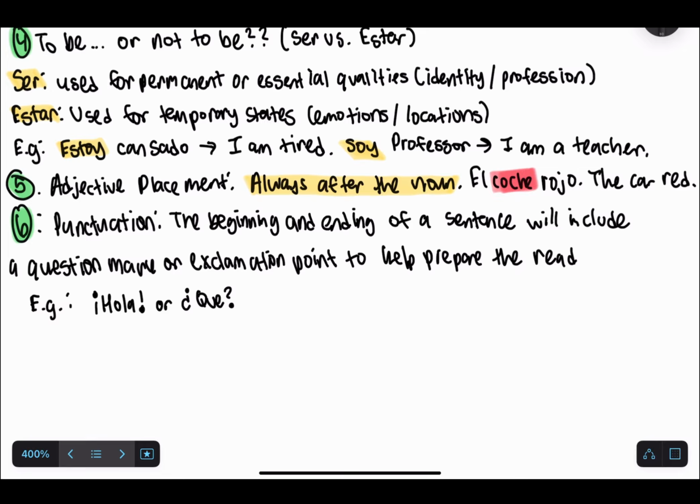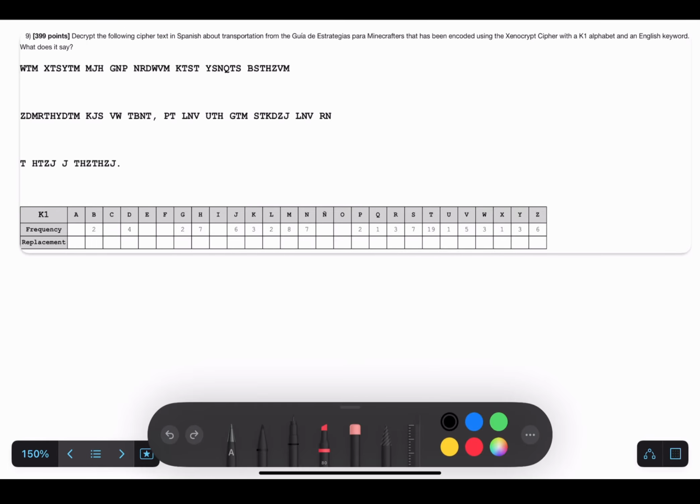Alright, so now that we covered everything to get you started with the Spanish language, let's jump into the fun part and actually solve the cipher. Let's get started on solving the actual Xenocrypt. This one says to decrypt the following ciphertext in Spanish that has been encoded using the Xenocrypt cipher with a K1 alphabet and an English keyword.